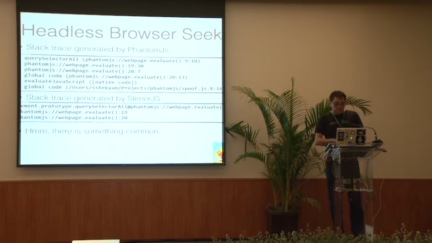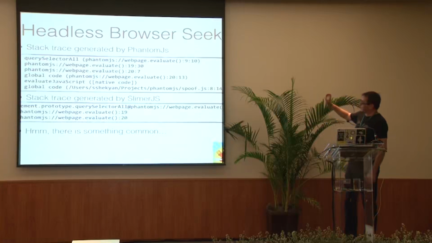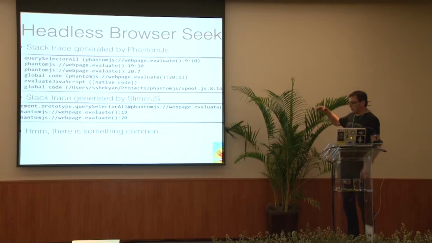Yeah, we know that looking at call phantom, or looking at that window underscore phantom, is unreliable. But we can make our visitor's browser throw a stack trace, and we can observe that stack trace later. And here are examples from PhantomJS and from Slimer.js, which is a Firefox-based, Gecko engine-based headless browser.